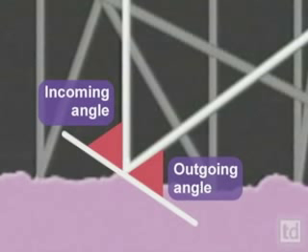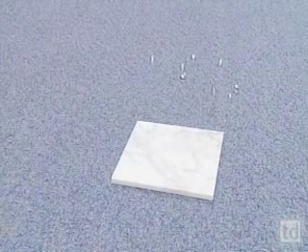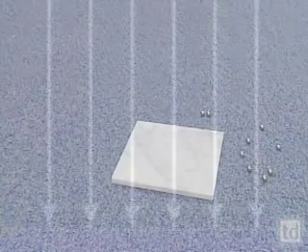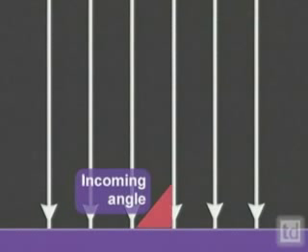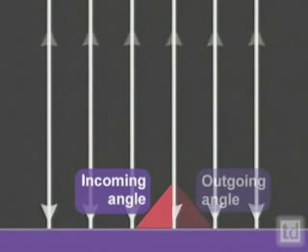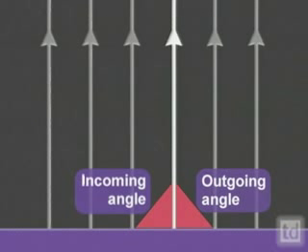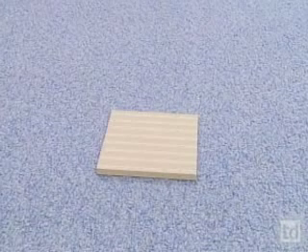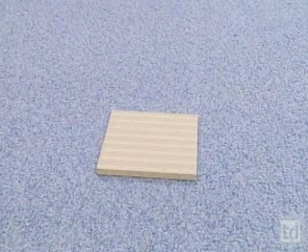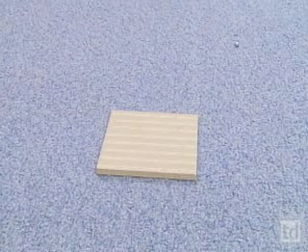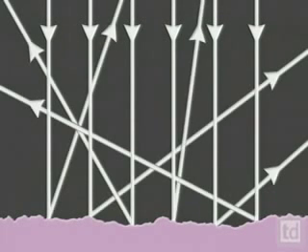Here it is again. When we drop ball bearings on a smooth surface, they bounce straight back at the same angle that they hit the surface. And when we drop them on a rough surface, each individual ball bearing bounces back at the angle it hit the surface, scattering them in all directions.